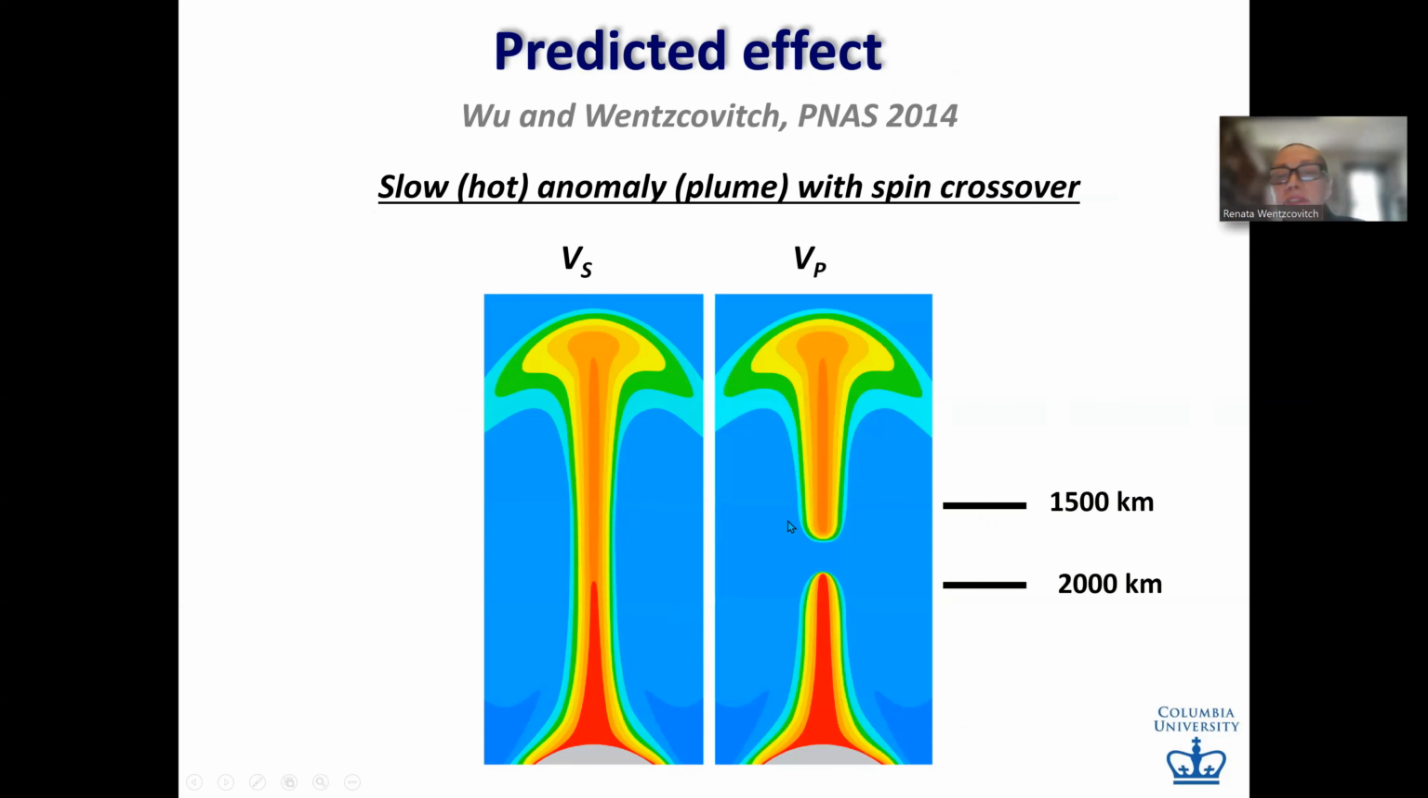In the P velocity maps, because of this insensitivity, this anomaly in the bulk modulus, the low velocity anomaly gets disrupted. The bulk modulus, VP, is less sensitive to temperature variations at a constant pressure, right? We call it lateral temperature variation. So this is how this signature of the spin transition should show up in the mantle.